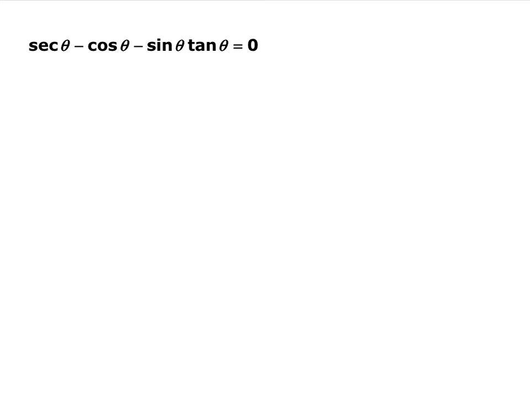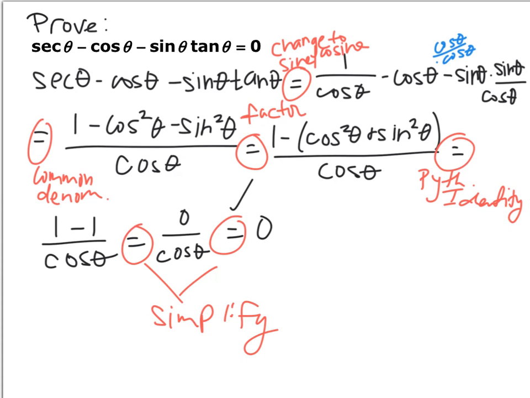Prove that secant of theta minus cosine of theta minus sine theta times tangent of theta is equal to 0. So on this one, obviously the left side is much more complicated. There's not a whole lot you can do with 0. So again, first thing I did is I changed everything to sine and cosine. So I changed secant into 1 over cosine, and I changed tangent into sine of theta over cosine of theta.